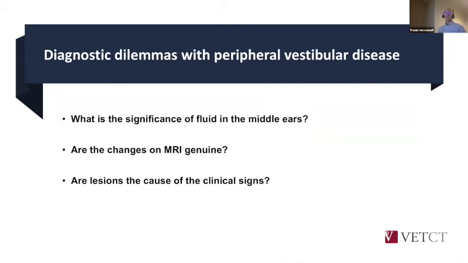So I think as a radiologist, there's lots of dilemmas when it comes to imaging our patients with vestibular disease. And I think probably the areas which give me the biggest headaches are determining what's the significance of fluid in the middle ears. Is it the cause of the signs? Often the changes we see with some of these vestibular patients are quite subtle, and then it can be quite hard to know whether MRI changes are genuine. And then we always have the issues of trying to correlate the clinical findings with the neural localization, and this is really where the conversation with the neurologist is critical.